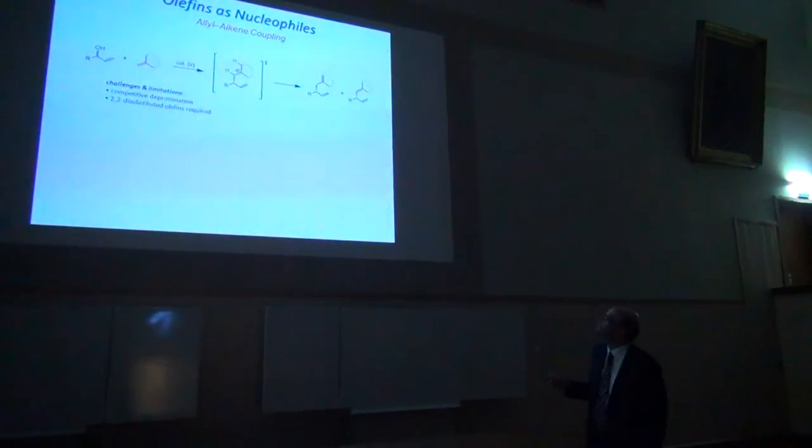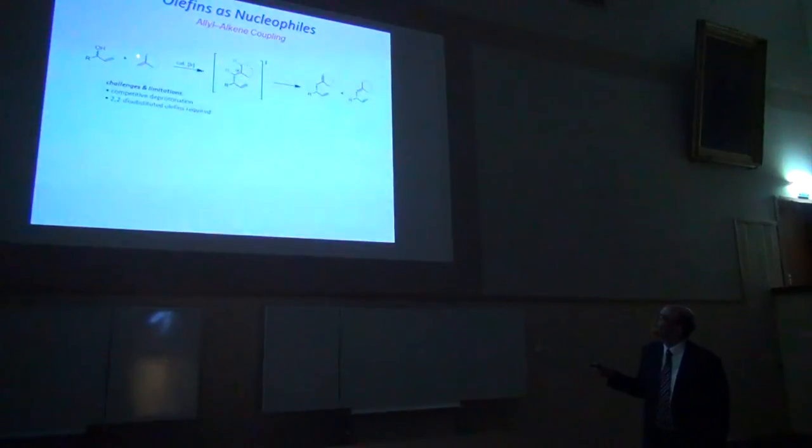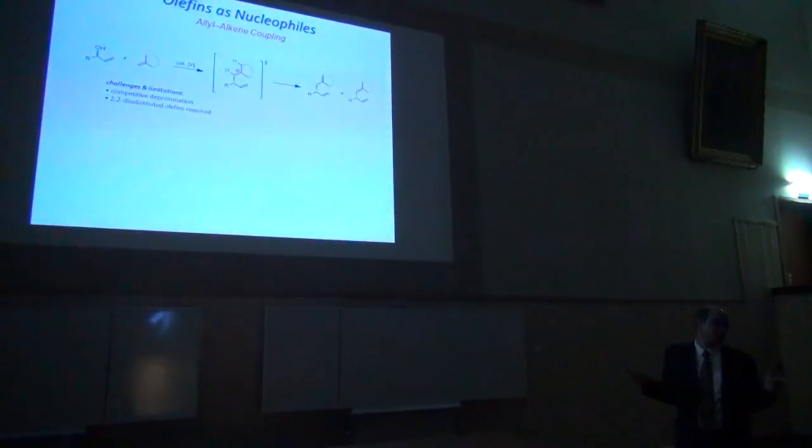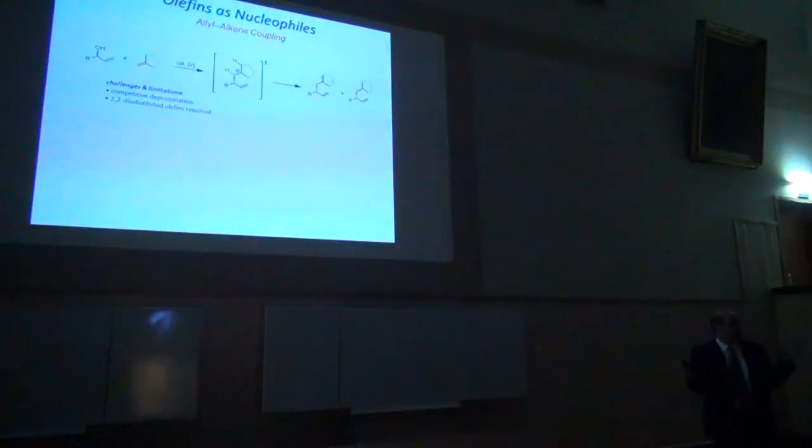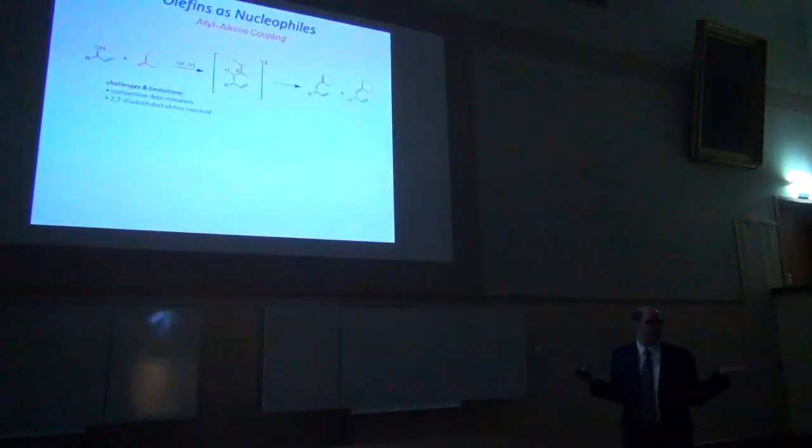Okay, I highlighted two slides ago that there were some limitations, that these needed to be 1,1 or 2,2 disubstituted olefins of this type, and that in certain cases one observed competitive deprotonation or isomerization of the olefin, so that you not only obtain the 1,5 diene, but also the isomerized versions. That's a limitation in certain cases, not all, but we wanted to see if we could focus on that as an opportunity to identify other olefins that might participate in this reaction without the attendant complications or limitations.